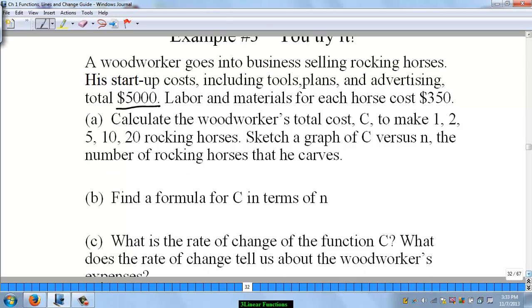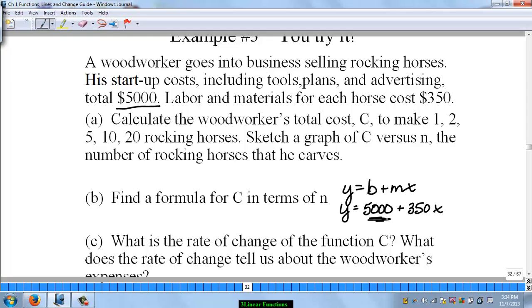And we're going to use C and N, but we'll use y equals b plus mx. So if we were to do this, what's my initial cost to start? Well, it's $5,000, whether I sold a horse or not. And then for every horse, it's going to cost $350 for materials and labor. So my equation is 5,000 plus 350x. So I hope that this woodworker charges more than $350 per horse, or he's just not going to make any money because he has to pay back that 5,000 that he used to start up.